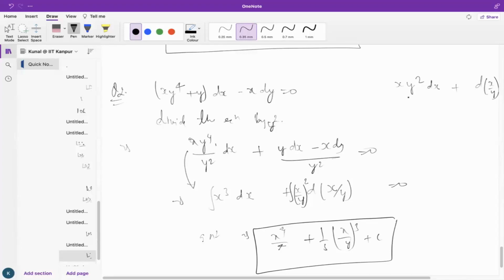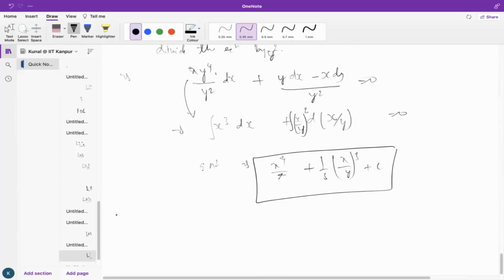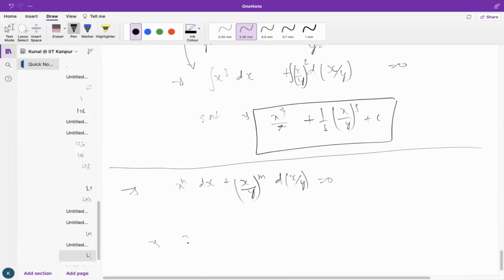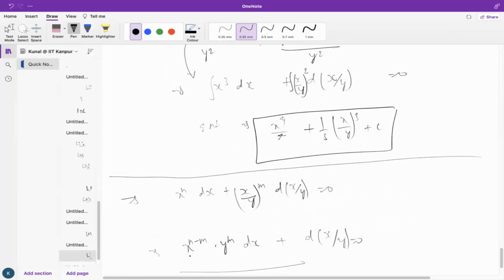Now the transition from here to here, let me show you by one thing. This is actually important. This is written like x to the power n dx plus x by y to the power m d of x by y is equal to 0. So we can write this form as x to the power n minus m times y to the power m dx, then we just write d of x by y. The same thing I'm going to do here: we have to convert this form into this form.